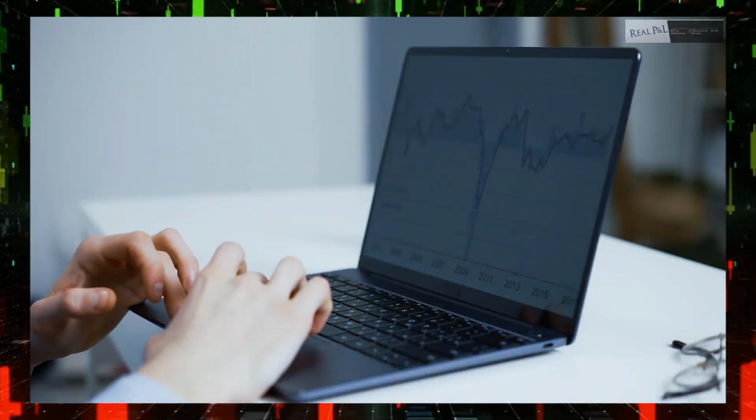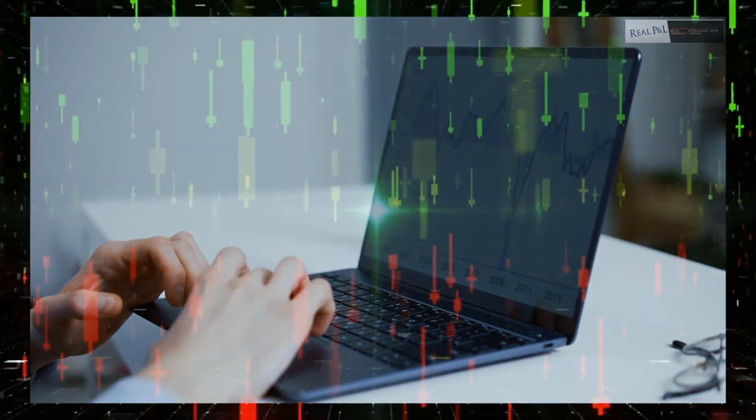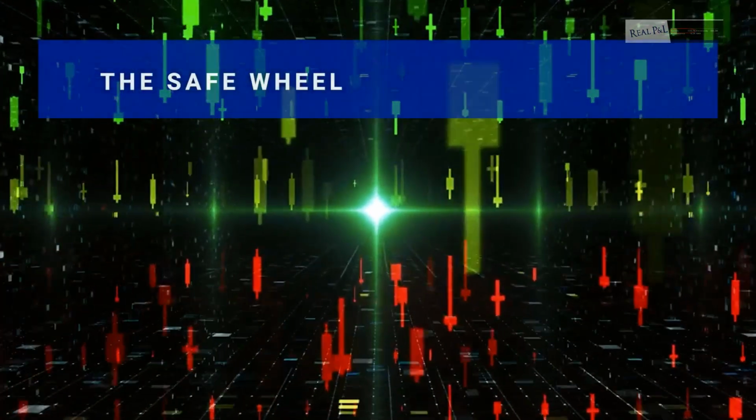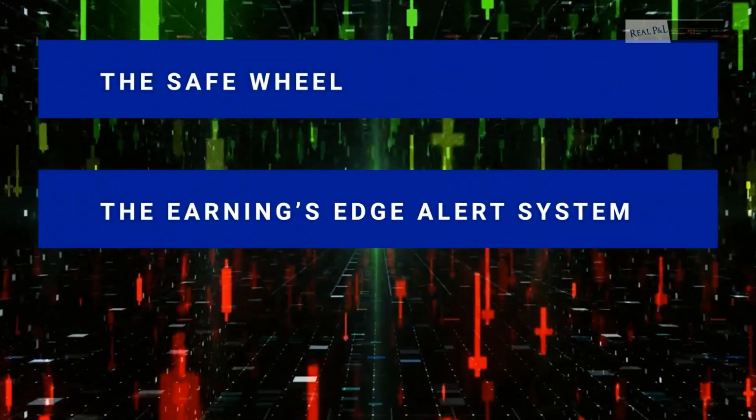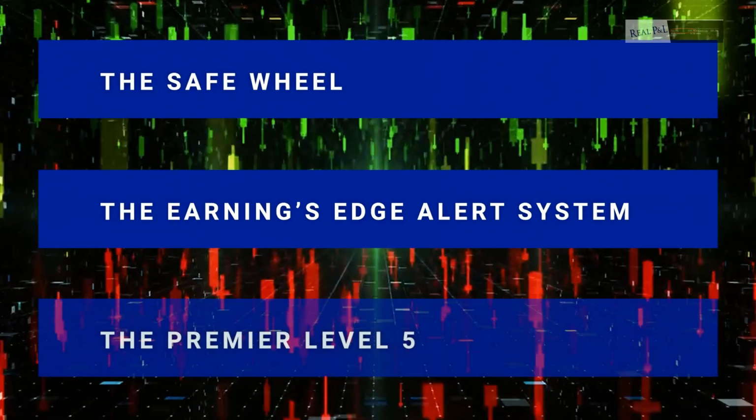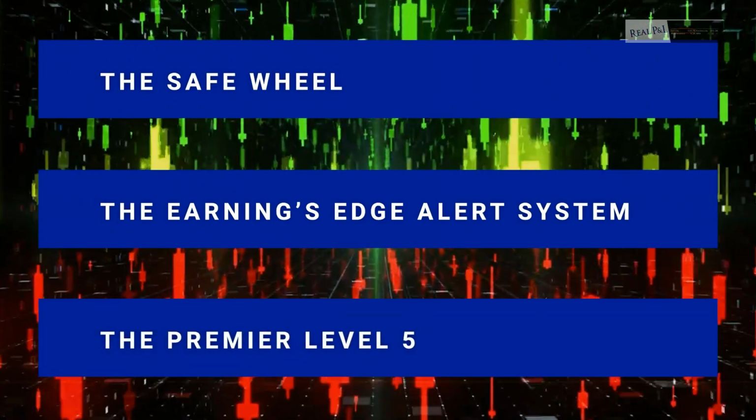Now next I'll go into my 3 separate trading systems. The trading systems are number 1, the safe wheel, number 2, the earnings edge alerts, and number 3, the premier level 5. So first, the safe wheel strategy.